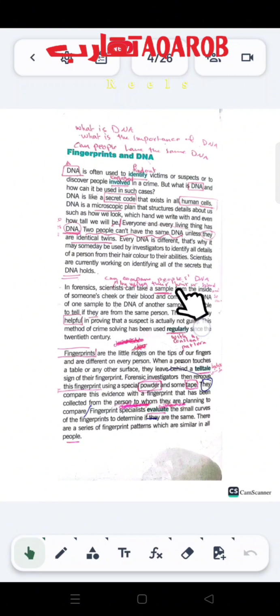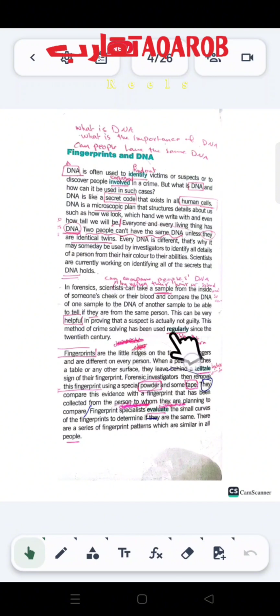Now, this paragraph. In forensics, scientists can take a sample from the inside of someone's cheek or their blood and compare the DNA of one sample to the DNA of another sample to be able to tell they are from the same person. This can be very helpful in proving that a suspect is actually not guilty. This method of crime solving has been used regularly since the 20th century.